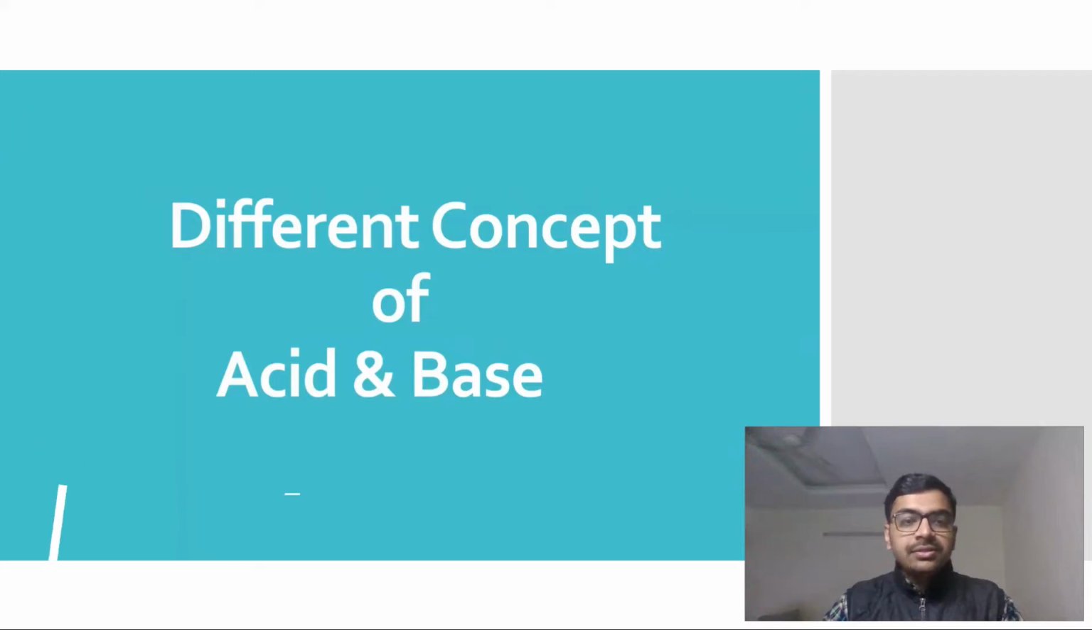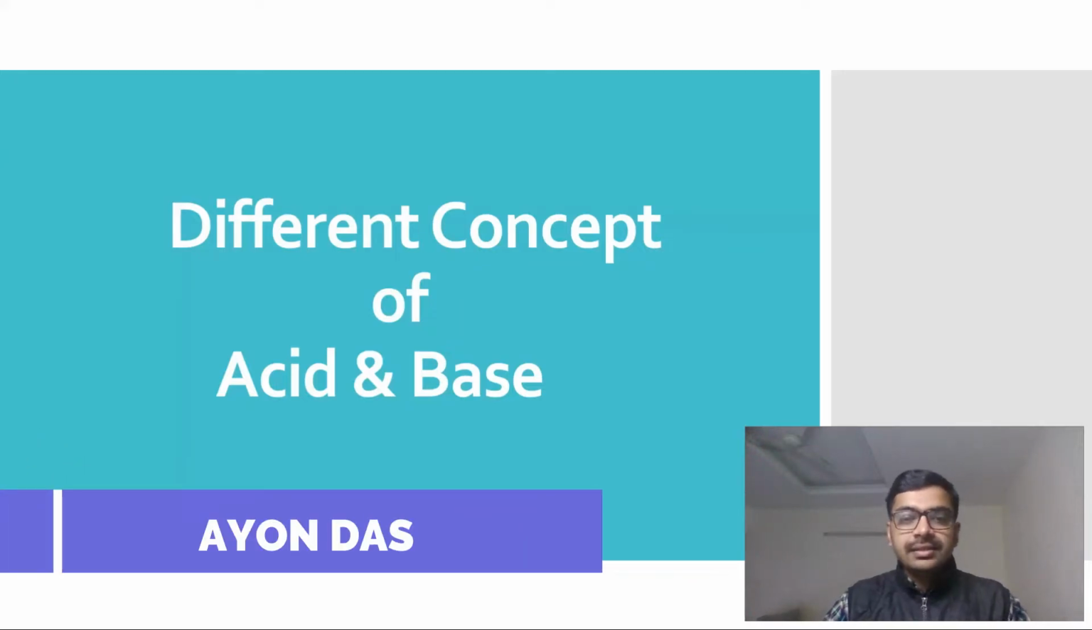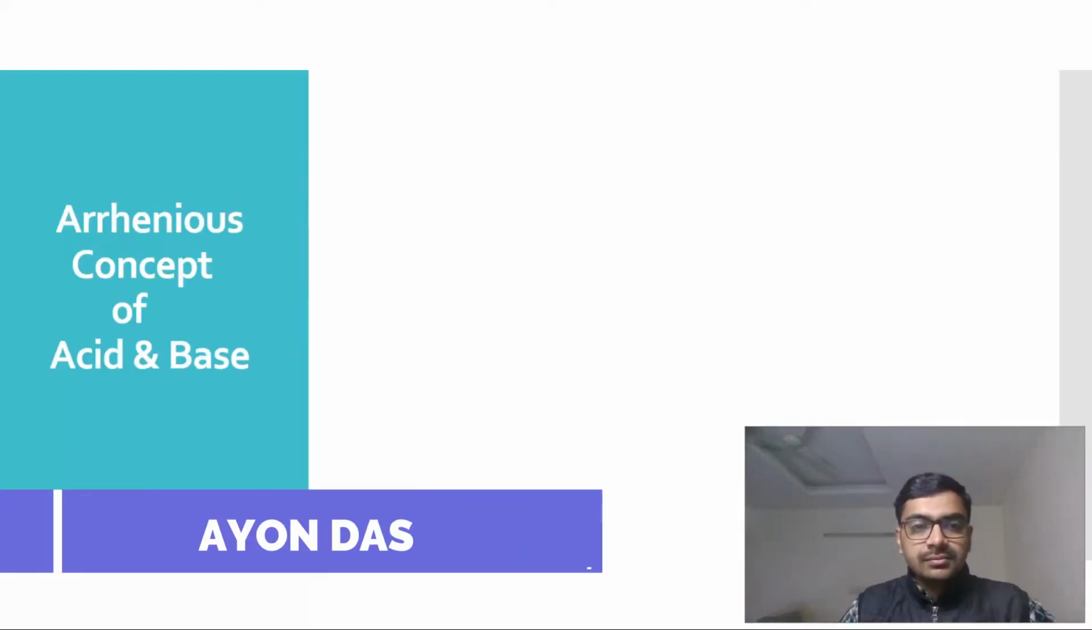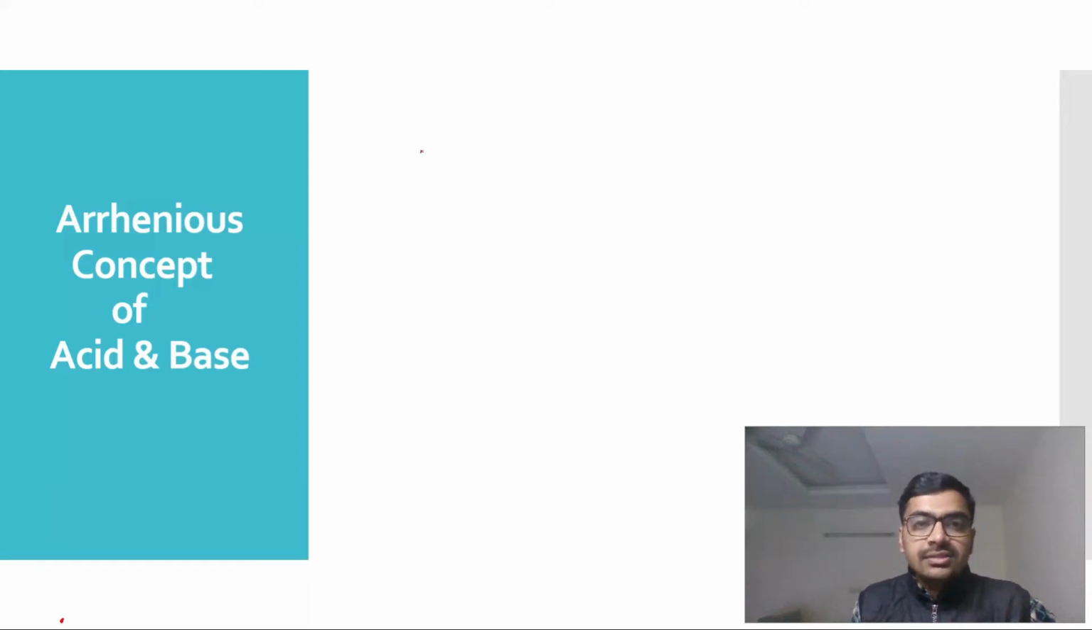Hi everyone, in this video I will discuss different concepts of acid and base. Okay, so let's start. The first concept is the Arrhenius concept of acid and base. According to this concept, acids are substances which give H plus ion in aqueous solution, and bases are substances which give OH minus ion in aqueous solution. So let's see the definition of acid and base.